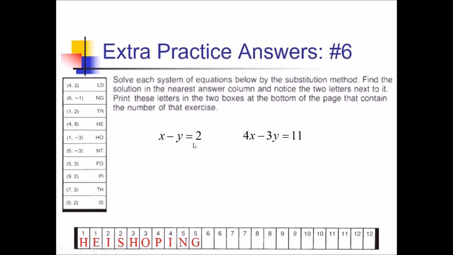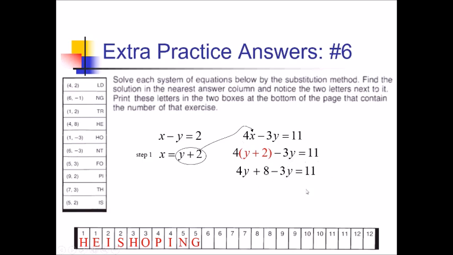So I can rewrite this first equation, and this will be my first step, as x equals y plus 2, or 2 plus y, either way. Now that I've got x by itself, I can replace x over here with this y plus 2 that x equals. So I can rewrite this over here as 4 parentheses y plus 2 minus 3y equals 11. Distributing my 4, I've got 4y plus 4 times 2 is 8, and I still have all this other stuff that hasn't changed yet in that equation.